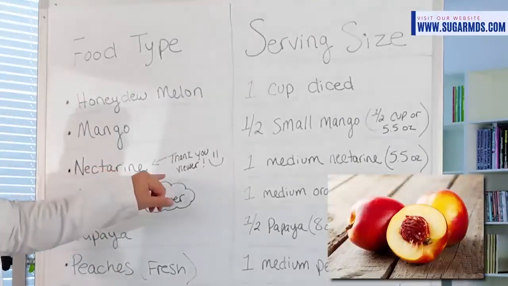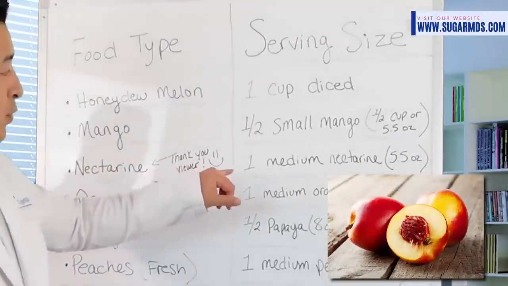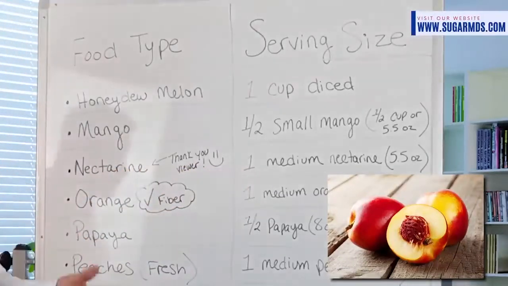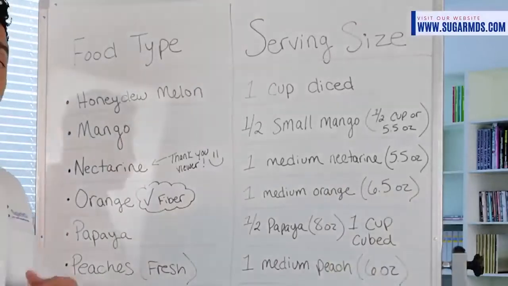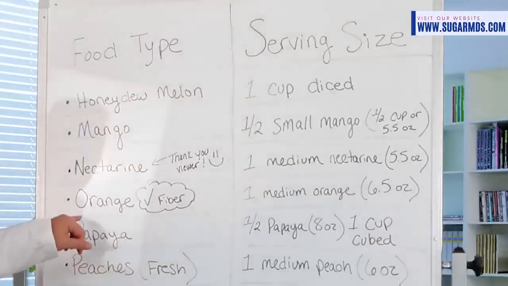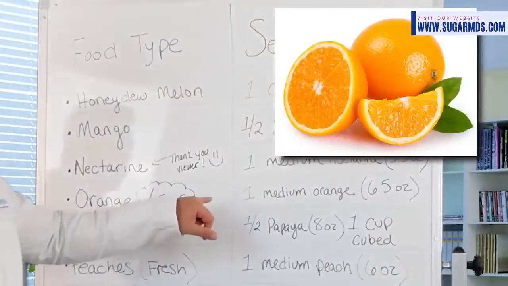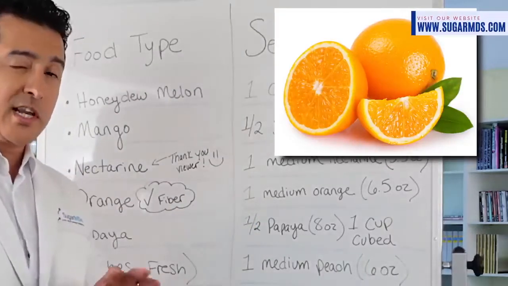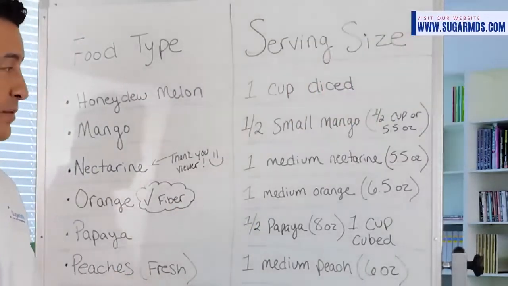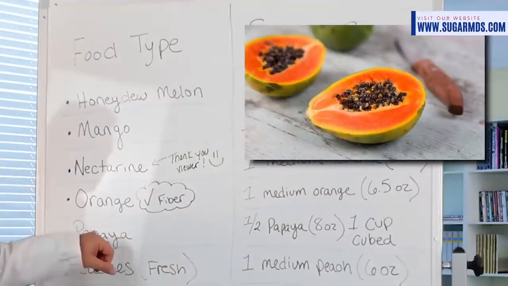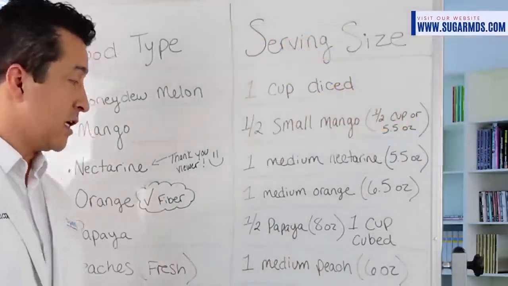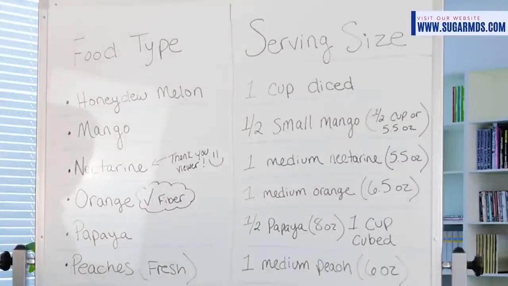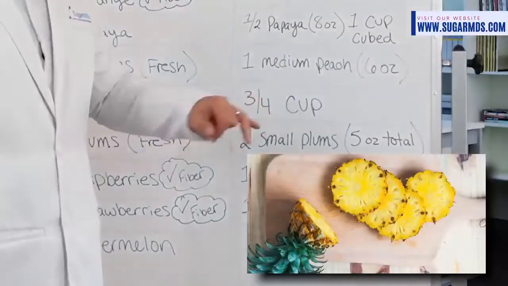The nectarines, thank you for watching these guys. Recently, with the nectarine and peach video we had, one medium nectarine is around 15 grams, or the peach around the same as well. The oranges are high in fiber. Again, one medium orange, 6.5 ounce, for example, is going to be 15 grams. The papaya, half a papaya, like an 8 ounce or 1 cup, will be 15 grams for you. We talked about the peaches, the pineapples, 3/4 of a cup.